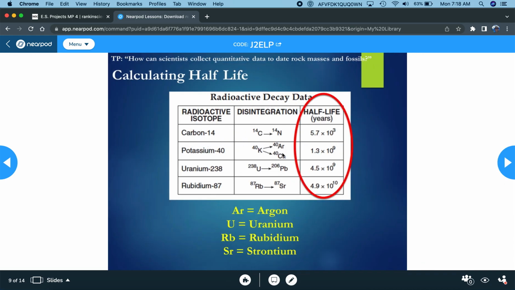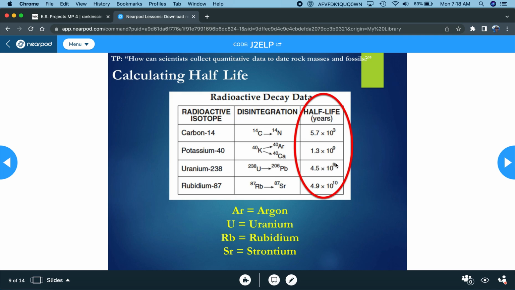All right, so you have all of your half-lives that are here. 5.7 times 10 to the third is 5,700 years in numerical form. 1.3 times 10 to the 9, right? This is a positive power, so you have to move this decimal place over 9 spaces. This comes out to be 1,300,000,000 years.